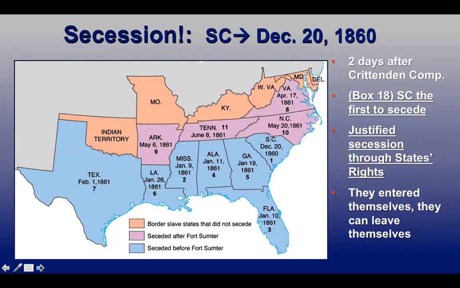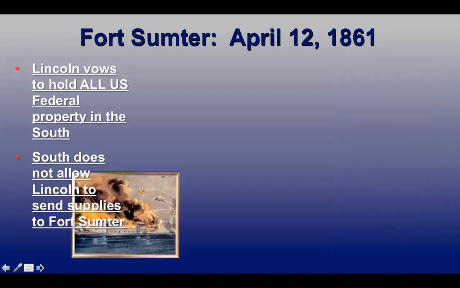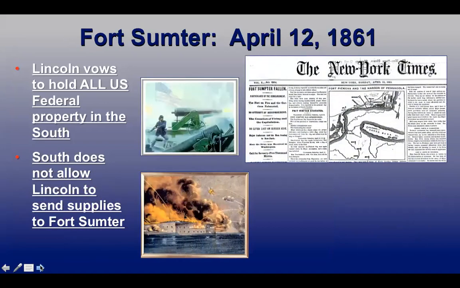After that is over, you have 4 more states secede, and those are the states in pink. The states in orange are Missouri, Kentucky, Maryland, Delaware. West Virginia, I'm not going to count there because it technically didn't become a state until 1863, but West Virginia broke off from Virginia because they didn't want to secede, and so they were able to create their own state there. But those events at Fort Sumter caused more states to secede because of what Lincoln does after the events are over.